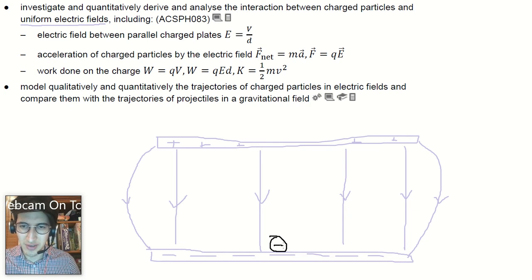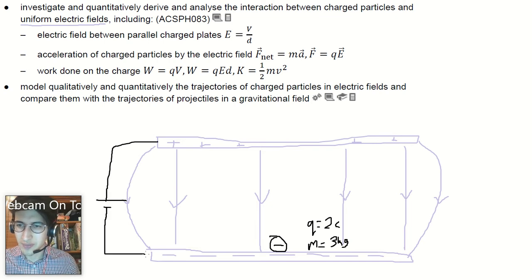Actually, let's make it a negative charge for fun. Let's say it's got a charge of 2 coulombs and needs a mass as well. It's not an electron. It's a big metal ball that's 3 kilograms heavy and has a charge of 2 coulombs. Okay, and let's just pretend that this is not in any kind of gravitational field. This is floating out in space, something like that. Now this whole setup is attached to a power source of 11 volts, and the distance between the top and the bottom is 2 meters.